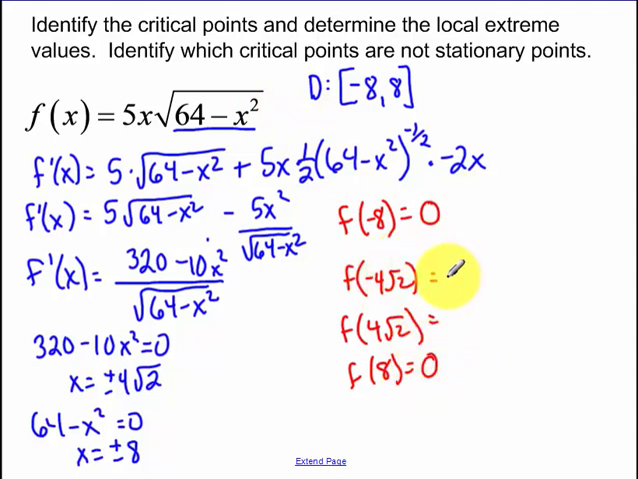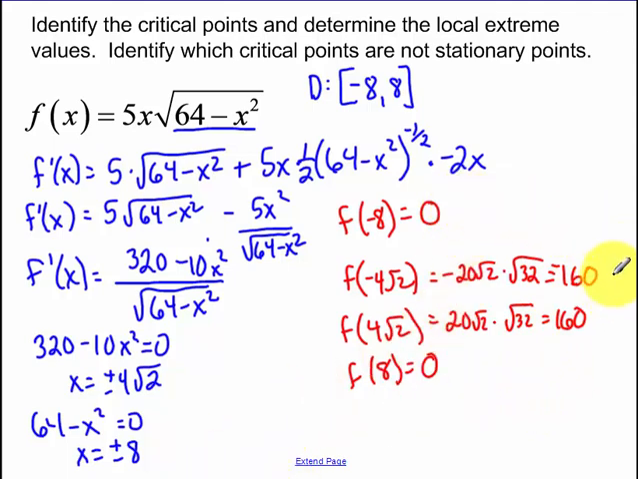For -4 root 2, we plug in -4 root 2. That's a -20 root 2, because I multiply the 4 times the 5. And then underneath the radical, we get a root 32, which simplifies to be a -160. When I plug in a positive 4 root 2, I get 20 root 2 times the square root of 32. This happens to be negative now. Get with the program. This is a positive 160. So now you have to look and see. This is my smallest value, so this is going to be my minimum. This is my largest value. That's going to be our maximum.